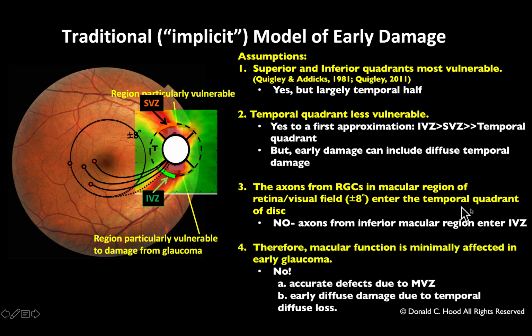And then fourth, the implicit model concludes that macular function is minimally affected in early glaucoma. The answer is no, not true. In early glaucoma, you can very often see arcuate defects due to damage in the macular vulnerability zone, and then there's also this diffuse damage I mentioned.